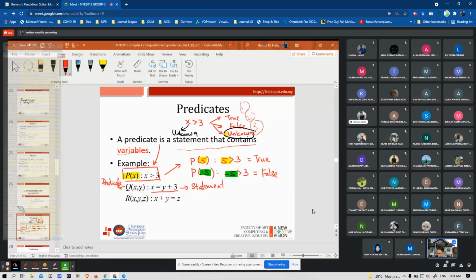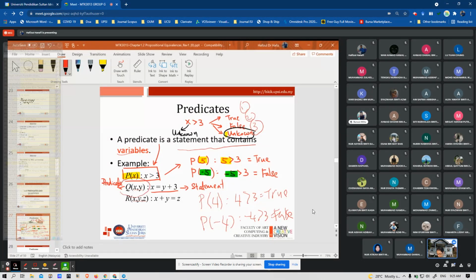For example, x is greater than 3. You can just state that as P. Let's say you have 4, also the same. Then you can infer that 4 is greater than 3 is equivalent to true. Also the same, P, we have negative 4. Negative 4 is greater than 3 is false. Okay, this one is a predicate.